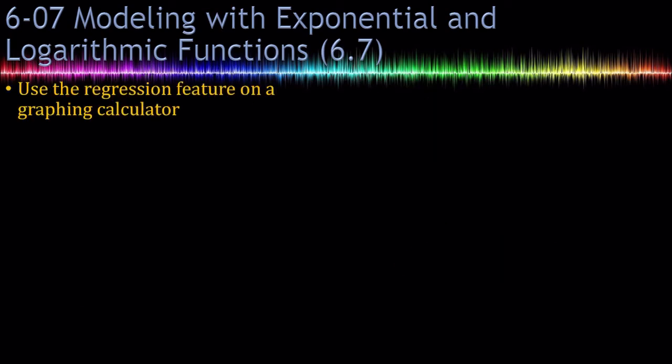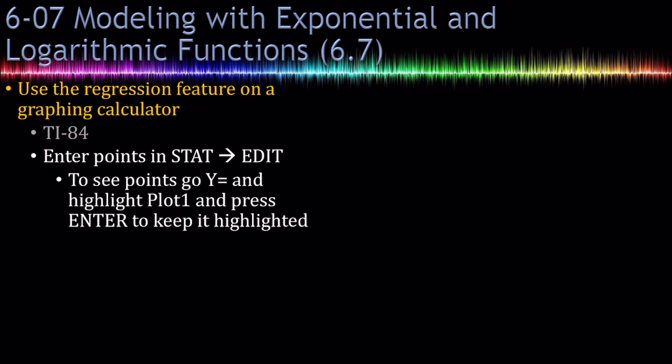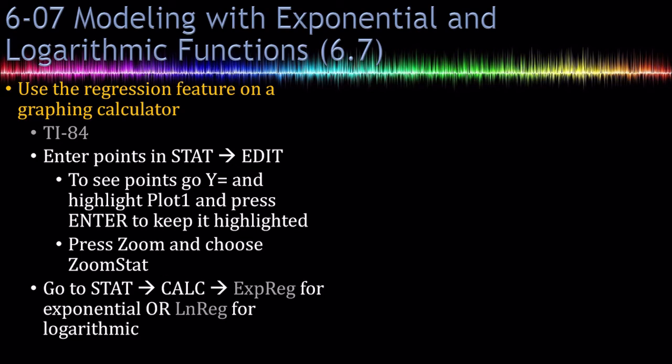Once you know the type of function, you can use a calculator to get the function. On a TI-84, here's instructions. We've had them before. Stat edit. Put your points. If you want to see the points, you hit the y equals, highlight plot 1, press enter, keep it highlighted, press zoom, choose zoom stat. To get your regression, you go stat, calc, exponential regression, or logarithmic regression, depending on the type that you need.